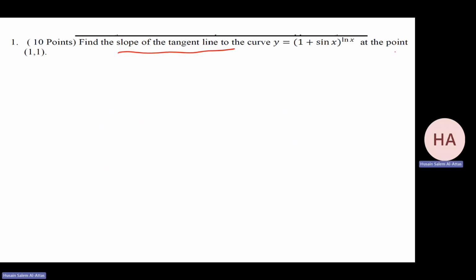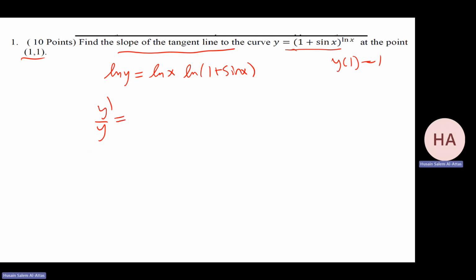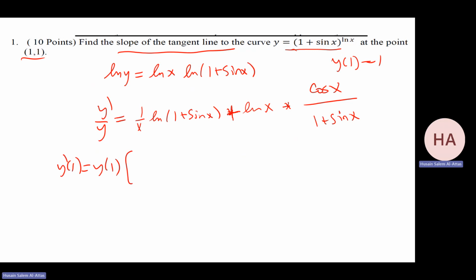Find the slope of tangent line to this curve at this point. So I have ln y equal ln x, ln 1 plus sine x. By the way, what is y at 1? It's 1, huh? It's given here. Okay, so differentiate, y prime at 1. Y prime over y will be 1 over x, ln 1 plus sine x, plus ln x times 1 over 1 plus sine x times cosine x. Y prime at 1 is y at 1. Here I have what? 1, ln 1 plus sine 1.